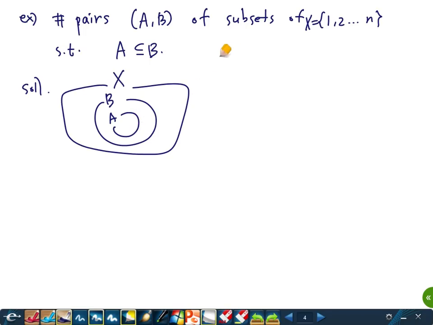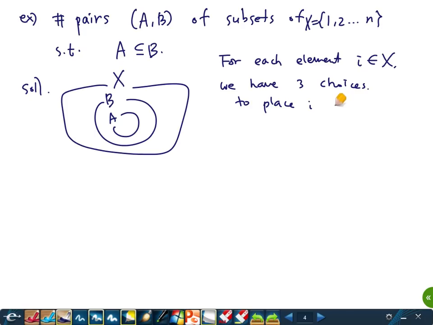Okay? For each element, say i in X, we have three choices. The choices to place i into one of the three regions. Here, or here, or here. Okay? They all give you different pairs A, B. So step 1 is place 1 in one of these regions. Step 2, place 2 into one of these regions, etc.